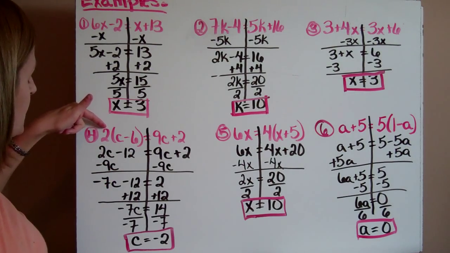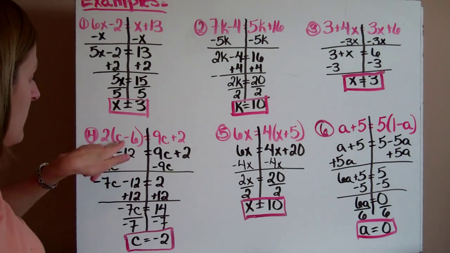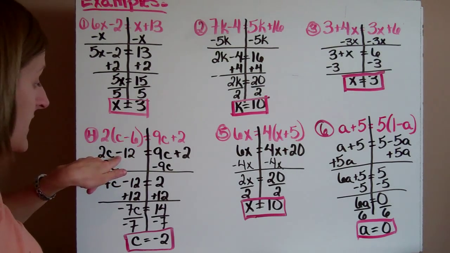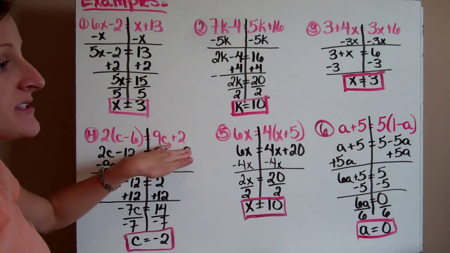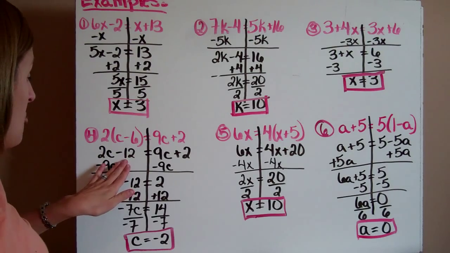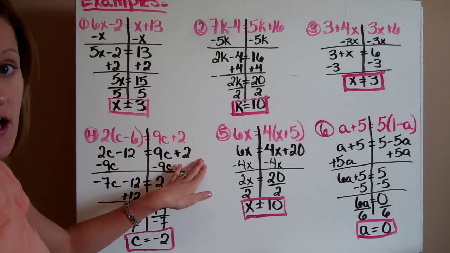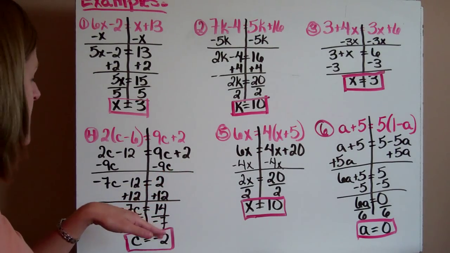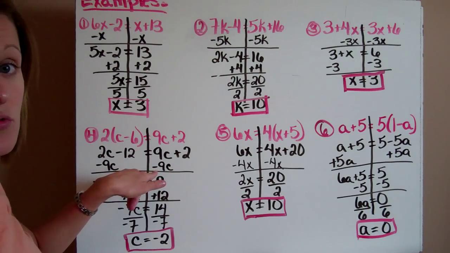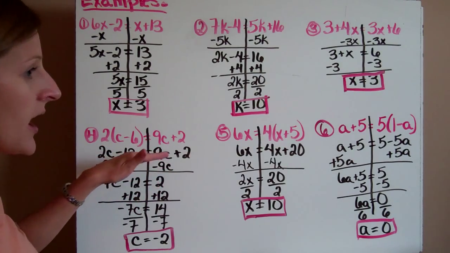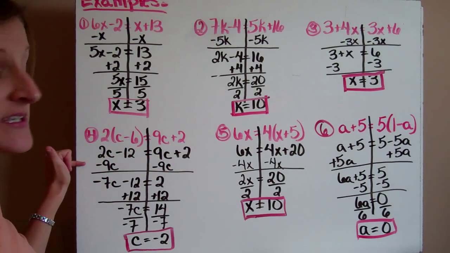2 times c is 2c. 2 times 6 is 12, and notice it's a subtract there, so I keep it. This side, I have 9c plus 2. Now, I don't need to combine like terms on the left-hand side, nor the right-hand side, so I can skip those 2 steps. But notice I have c's on both sides of the equal sign, so I need to move one over. I'm going to do that by subtracting 9c from both sides.